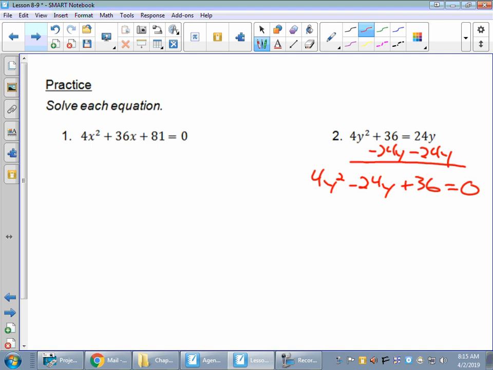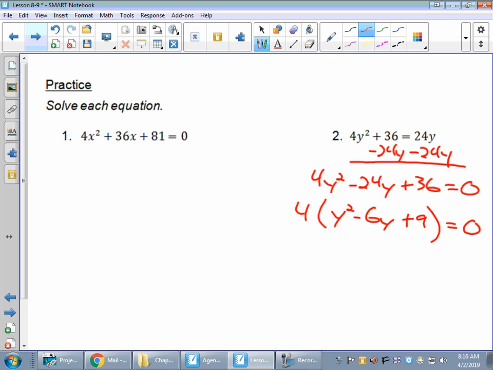All right, the next thing I want to do is look for a greatest common factor. Is there anything that all three terms have in common? It looks like 4 goes into all of those. So I could factor out a 4 and have y squared, minus 6y, and then plus 9, all equal to 0.